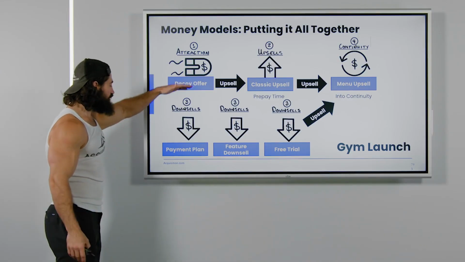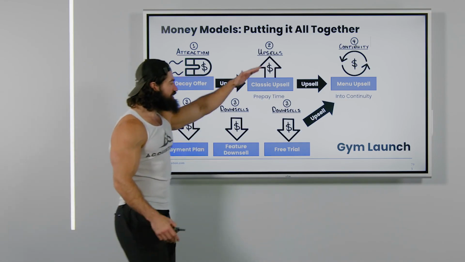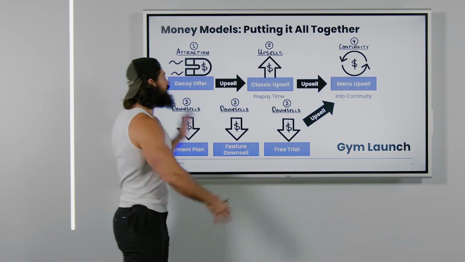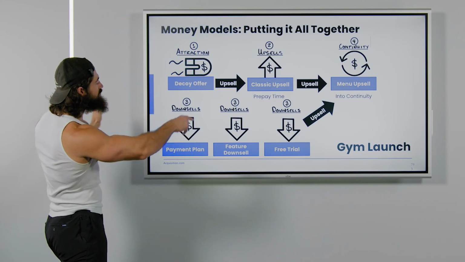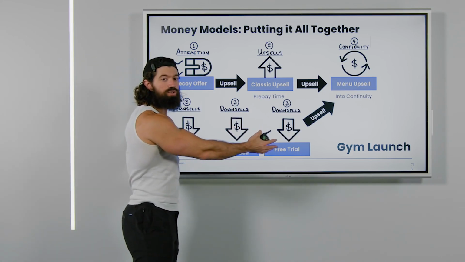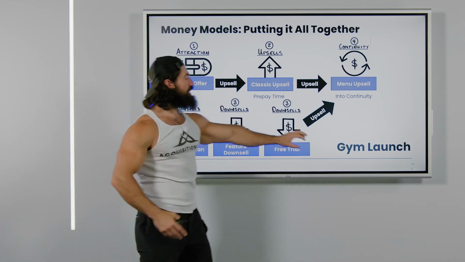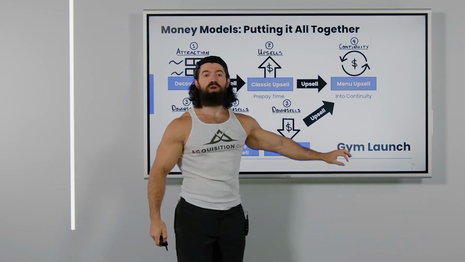Some people said, you know what, I don't need agency services. I just want the ads. You don't have to run them. But I do want you to train my sales team. And so we would basically menu upsell the features that we thought would be best for them. Now, if people didn't take the offer, we had payment plan, feature downsell, free trial. And so this is 1, 2, 3, 4, 5, 6. Six of the structures that I went over for this presentation is what created the Gym Launch money model.